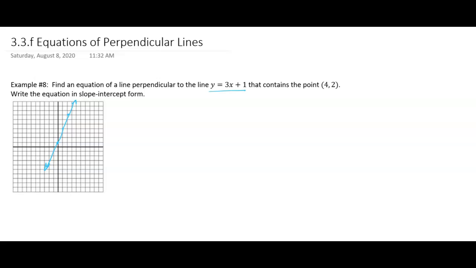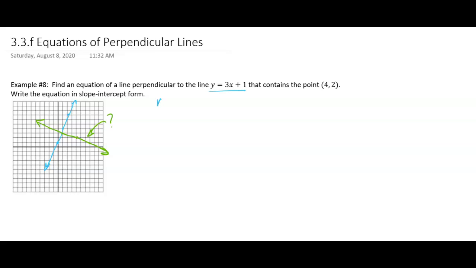But it doesn't want a parallel line, and now it wants a perpendicular line that goes through the point 4, 2. So the point is 4, 2, 1, 2, 3, 4, 2. But now we want it to be going perpendicular, so like, kind of like this. We're trying to find the equation of that line. That's the question, okay? So we know the slope of the blue line.